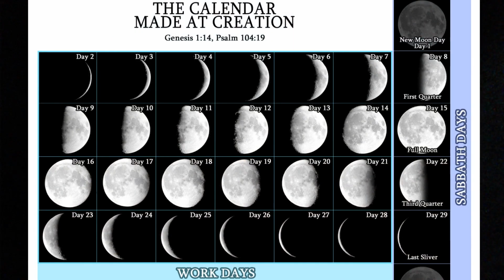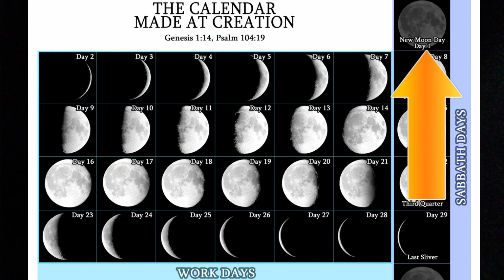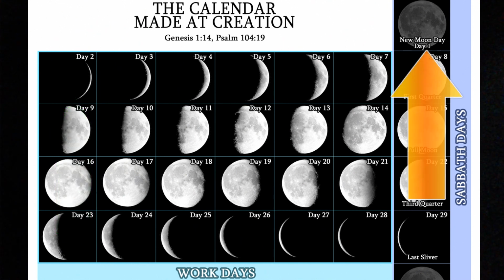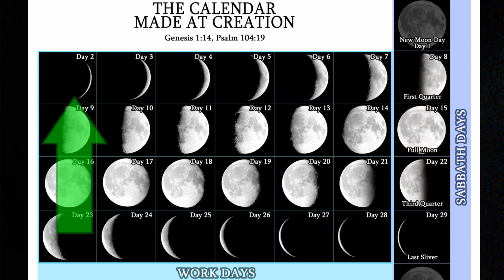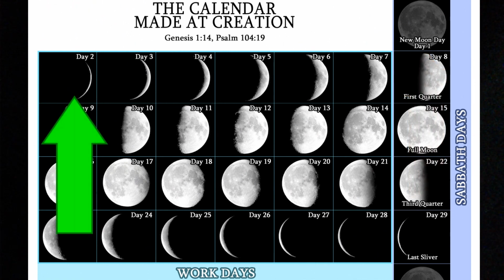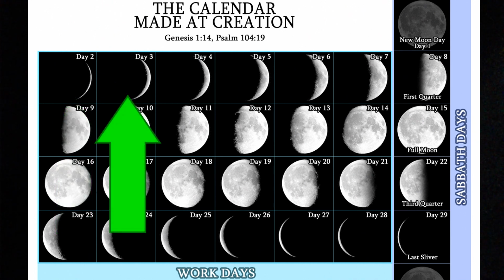So back to the first day of the month. The first day of the month is a new moon day. Assuming you have a 1 day new moon, the next day is the first work day of the week. So you have a new moon day, then the next day is day 1 of the work days. You remember He said to work for 6 days and rest on the 7th day. So at the beginning of the month, you have a new moon day, the next day is the first work day of the week, that's day 1, then the second day is day 2 of the work days.